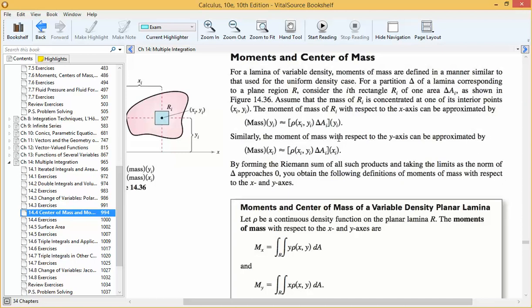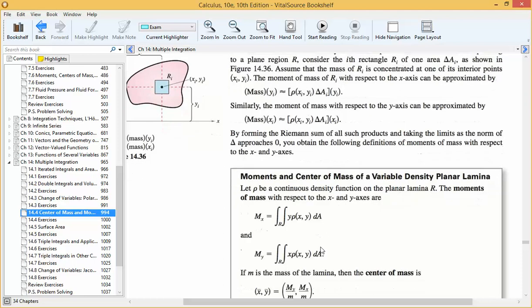Similarly, the moment of mass with respect to the y-axis can be approximated by saying the mass times x sub i. By forming the Riemann sum of all such products and taking limits as the norms of delta approach 0, so that's just making all of those rectangles, their widths are approaching 0, you obtain the following definitions of moments of mass with respect to the x and y axis.